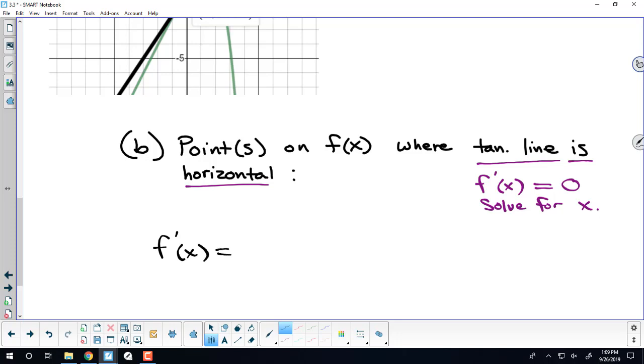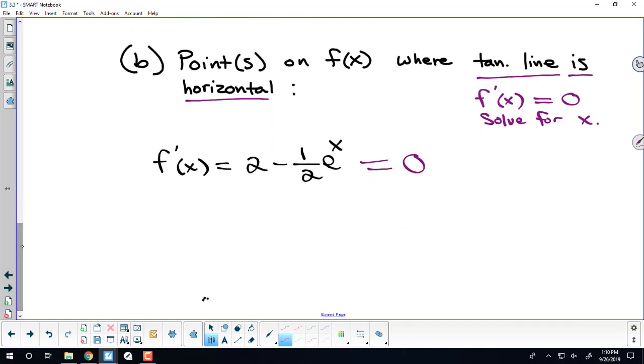So our derivative was 2 minus 1/2 e to the x, and we want to know where our derivative equals 0. Where is the slope of the tangent line horizontal? This is a lot more frequent in chapter 4, where we take our derivative and then solve where the derivative is equal to 0. Maybe like ln of negative 4? Close, super close. Remember, the natural log is not defined for negative numbers.